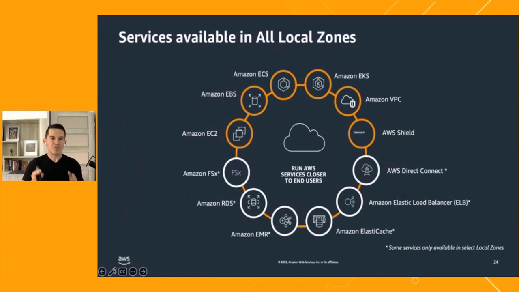And now let's review the set of services that we have in all local zones. Generally, we support 5 different core services in local zones. Those are Amazon EC2, where we support EC2 families like C5, M5, R5, G3, and G4dn. And we also have EBS, and in EBS, we support gp2. From a container perspective, we have Amazon ECS and Amazon EKS as well. And from VPC, we support the whole VPC feature set, extending the networking from the region toward the local zone.